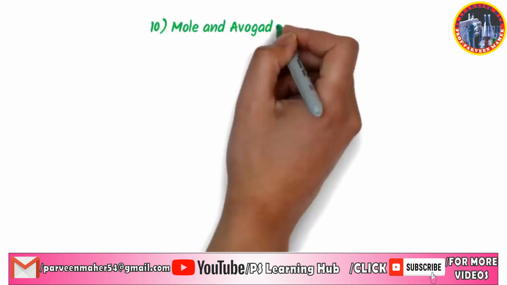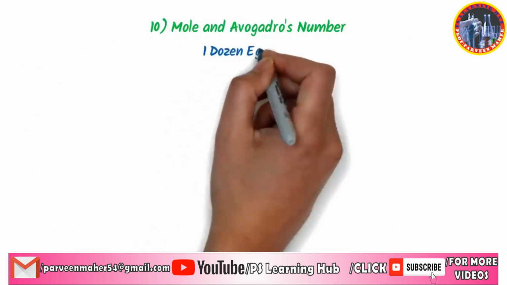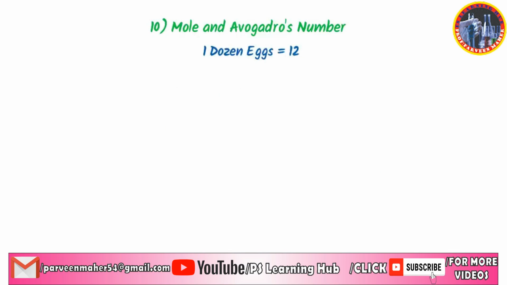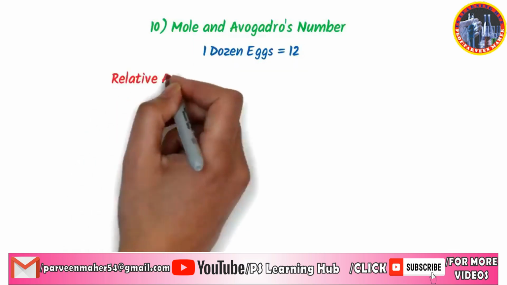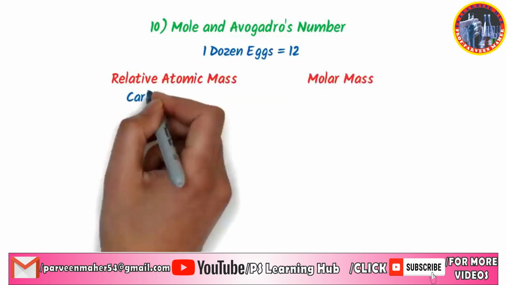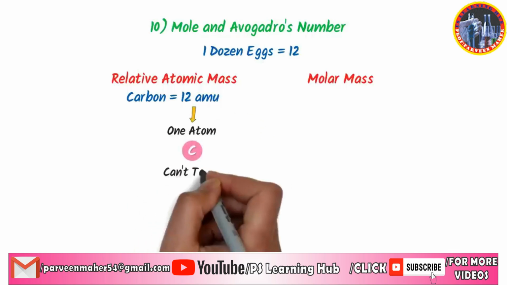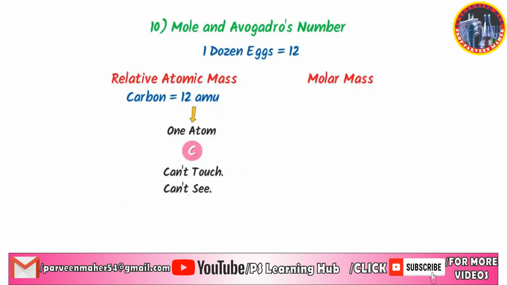The 10th topic is mole and Avogadro's number. In our daily life, we say that 1 dozen eggs is equal to 12. So we say that 1 dozen is nothing but just a number. Now to learn the concept of mole and Avogadro's number, we should learn relative atomic mass and molar mass. For example, the relative atomic mass of carbon is 12 AMU. Remember that there is only one atom of carbon present. Now we cannot touch, we cannot see, and we cannot do chemistry with one atom of carbon.